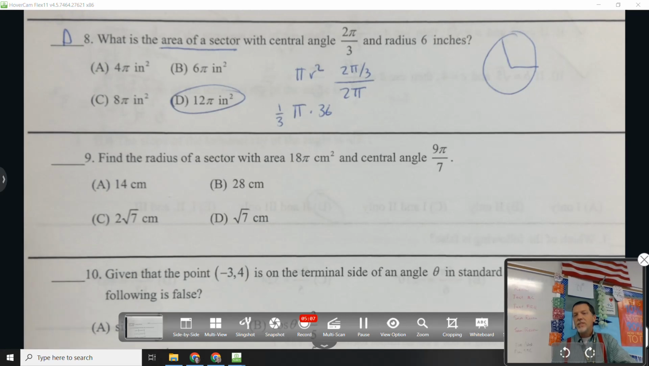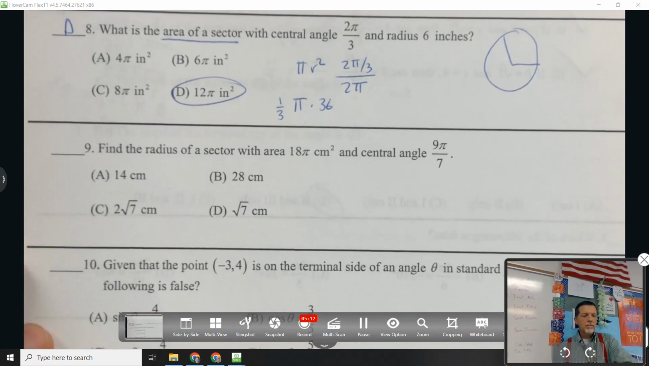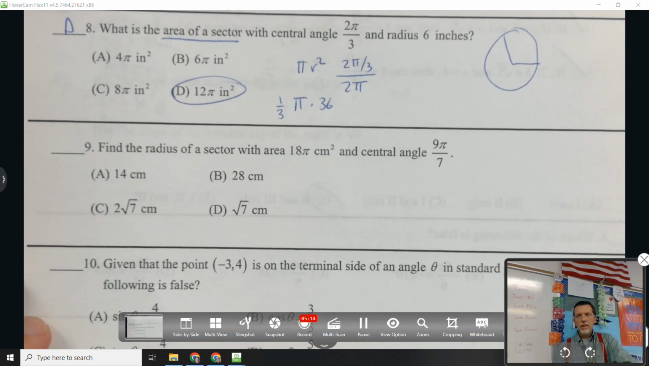It's not specifically tested on the test tomorrow. So area of a sector, length of an arc, not on the test. So what is that? 6, 7, 8, and 9.